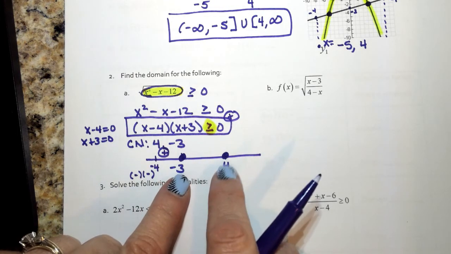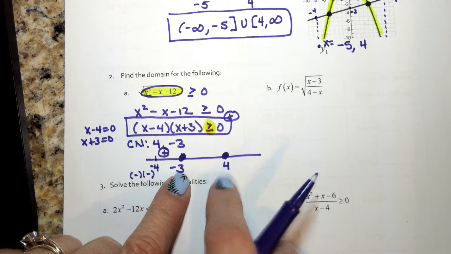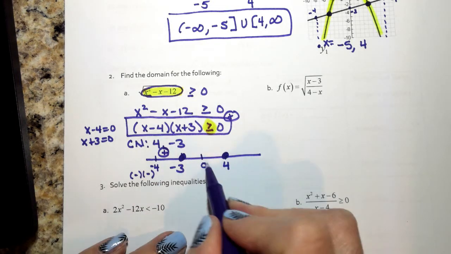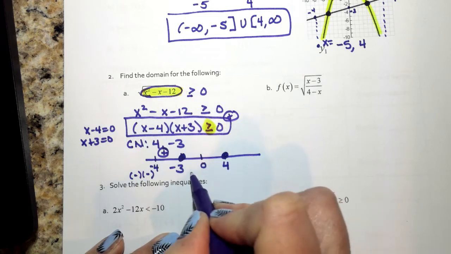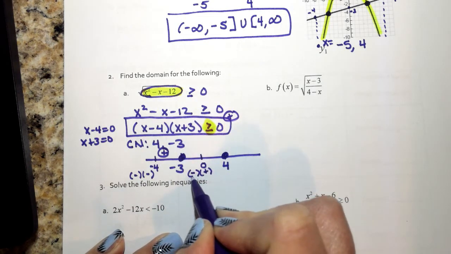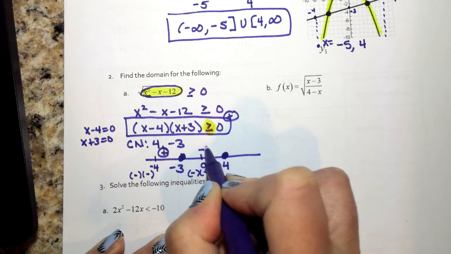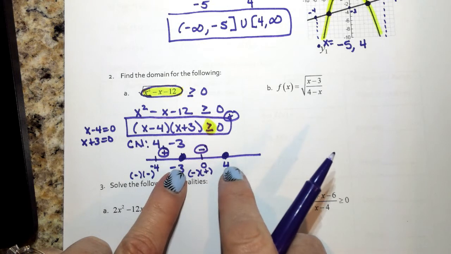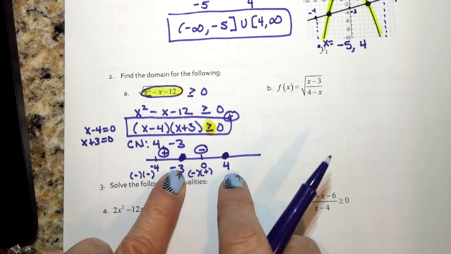Now I repeat it, I want to pick a number between negative 3 and 4. Easiest number to use is 0. So when I plug 0 in, 0 minus 4 is a negative number. 0 plus 3 is a positive number. And a negative number times a positive number will give me a negative number. So all numbers between negative 3 and 4 would give me a negative output.